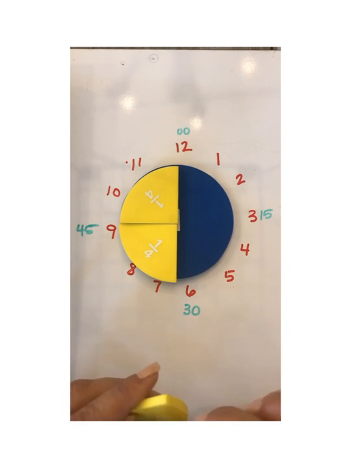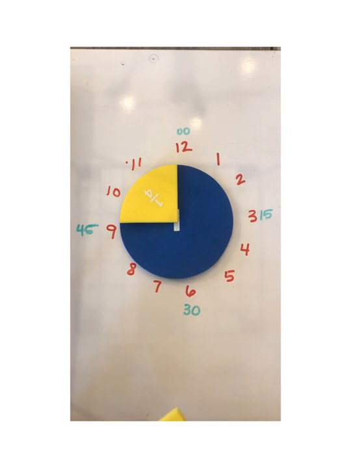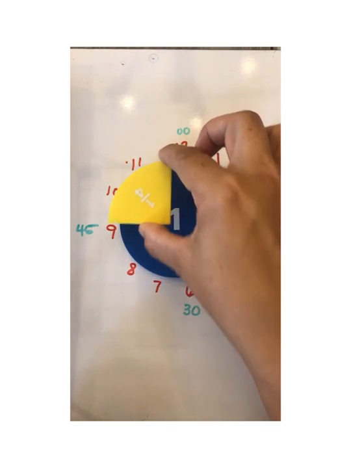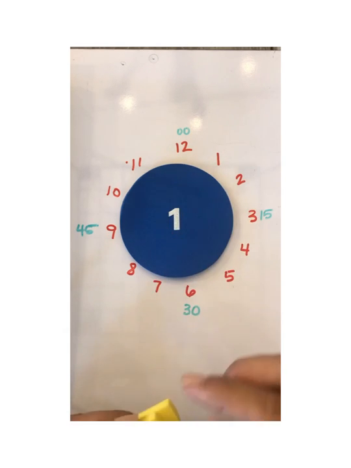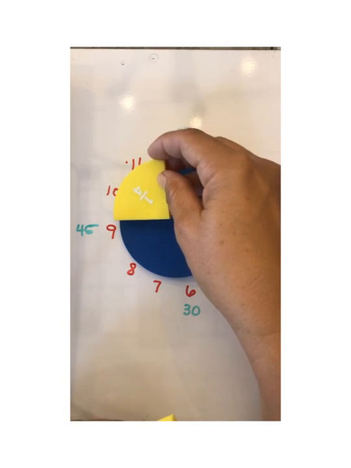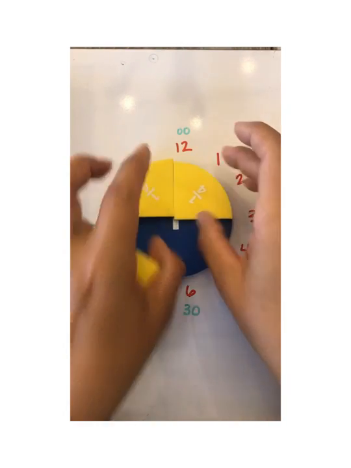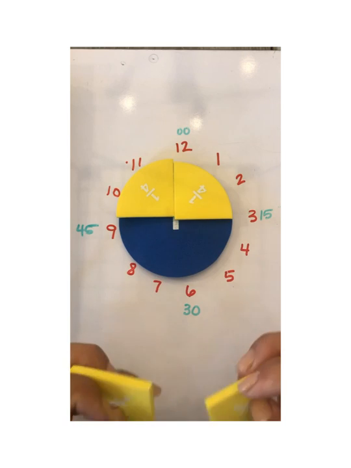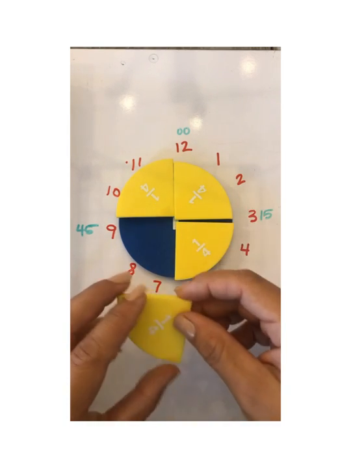1, 2, 3, 4 parts of one whole clock. Okay, so I'm going to put my parts back together because I want to show you something about my clock and about analog clocks. Remember, analog clocks are the ones with the 2 hands, the hour hand and the minute hand.